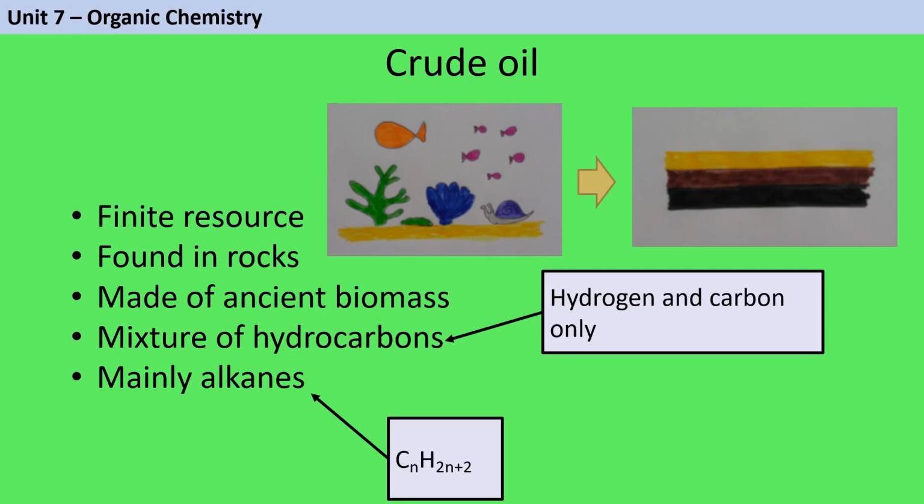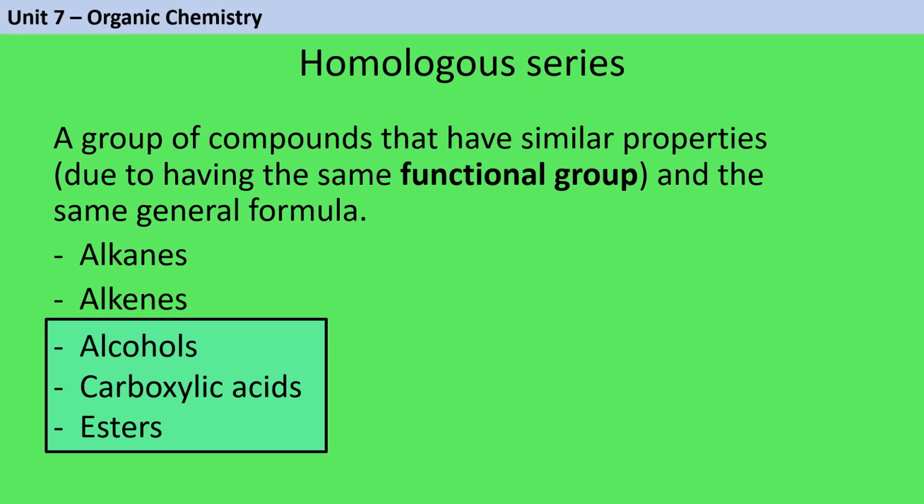It's a mixture of hydrocarbons, so compounds that are made of hydrogen and carbon only, absolutely nothing else, and those hydrocarbons are mainly a type called alkanes. Alkanes are an example of a homologous series, which is a group of compounds that have similar chemical properties because they have the same functional group, and they also have the same general formula. If you're taking combined science, then you need to know about alkanes and alkenes, and if you're taking triple science, you also need to know about alcohols, carboxylic acids, and esters.